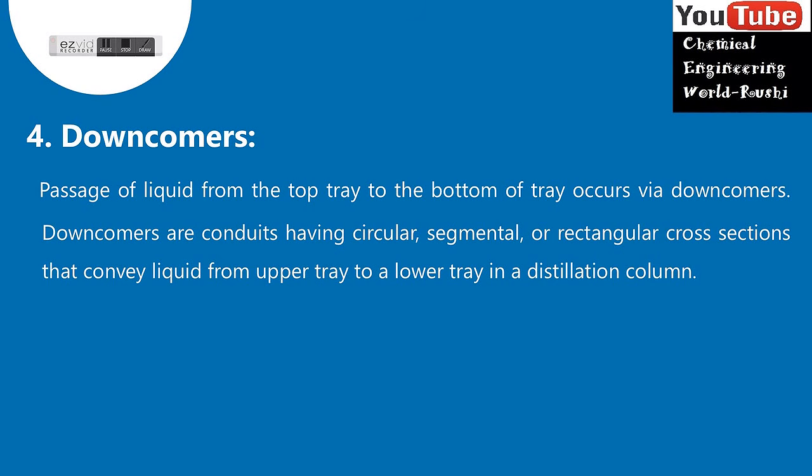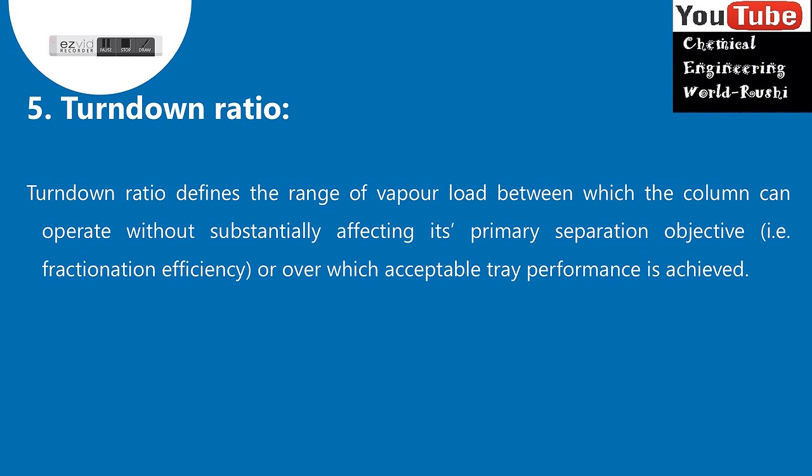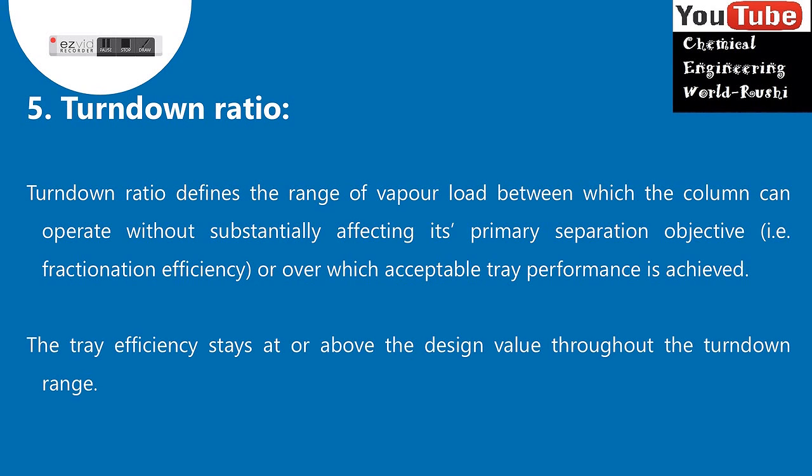Turndown ratio defines the range of vapor load between which the column can operate without substantially affecting its primary separation objective, that is fractionation efficiency, or over which acceptable tray performance is achieved. The tray efficiency stays at or above the design value throughout the turndown range.